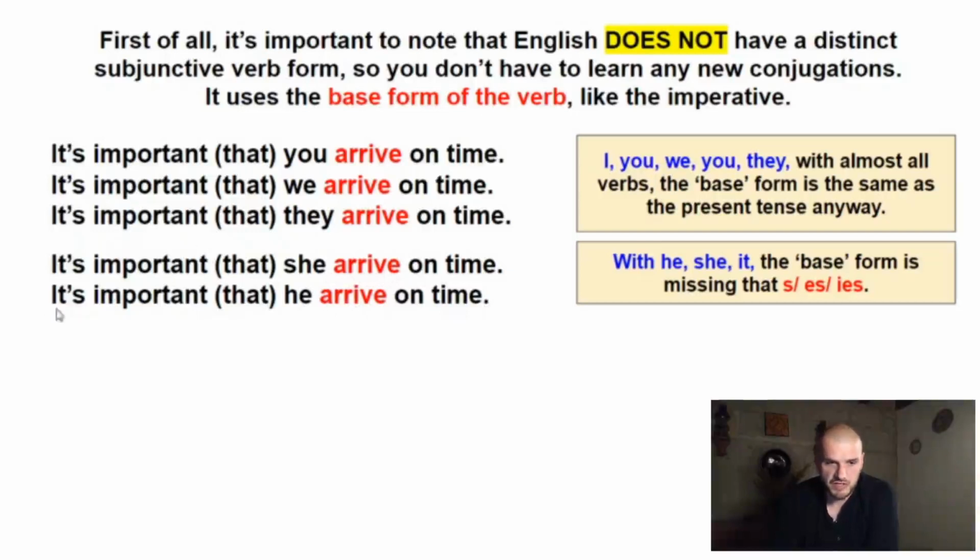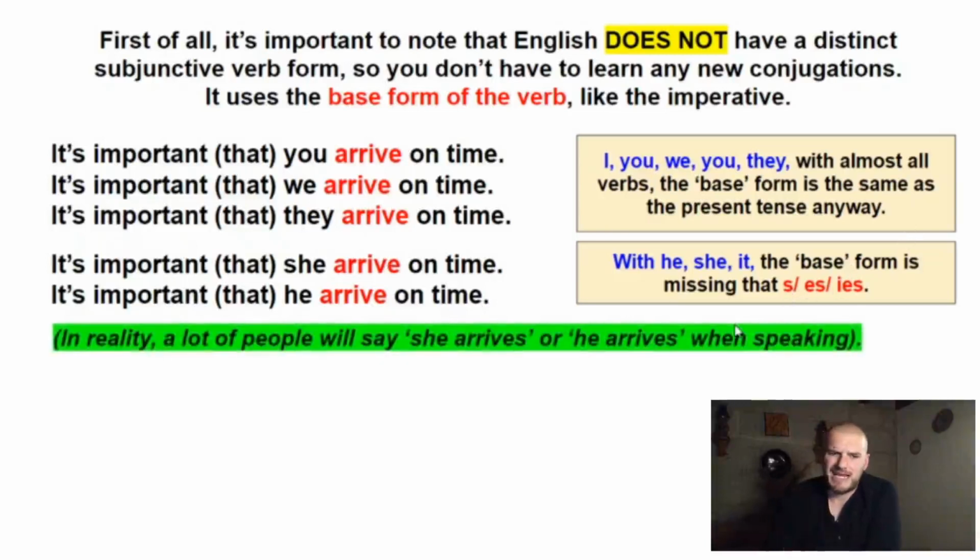It's base form. This structure, es importante que, en inglés sí te lleva un subjuntivo, que significa el verbo base, que para you, we, they, I, no notas la diferencia. You don't see the difference. But you do see a little difference with he, she, and it, because it's missing that S, right?